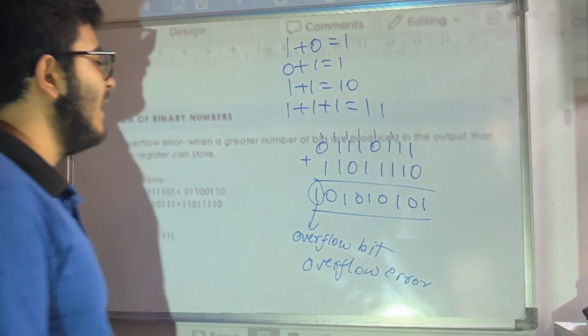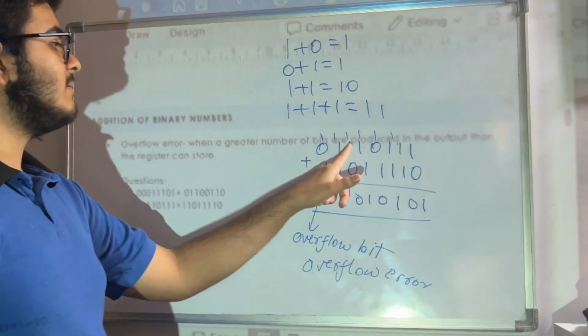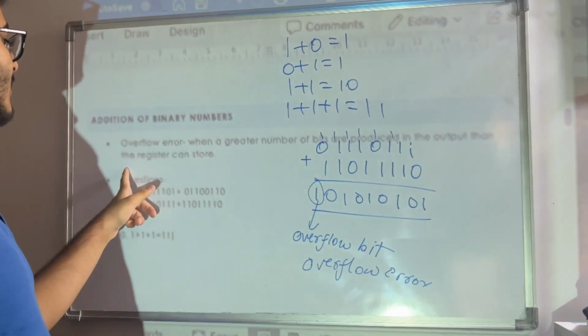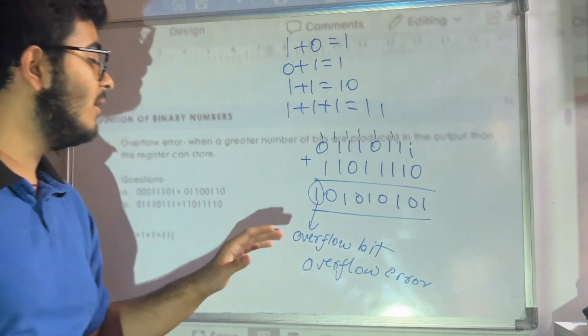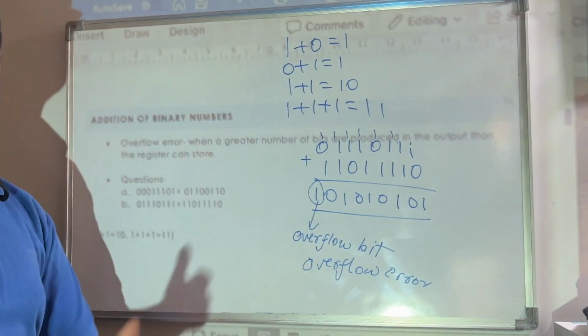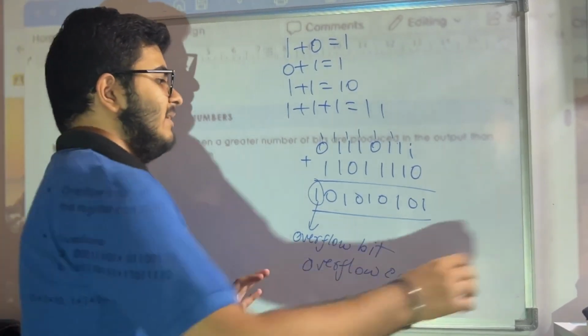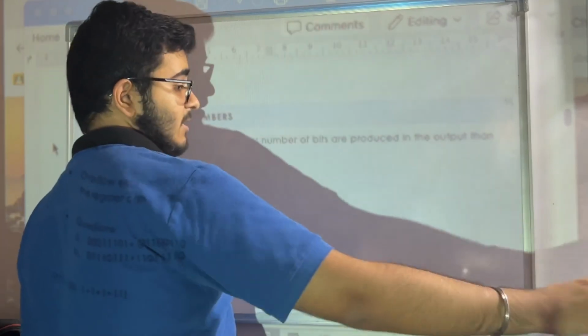right? So if you need to define it, how are you going to define it? When a greater number of bits are produced in the output during the calculation than the register can store. When more bits are produced than the register can store, it's called an overflow error, and this is the practical example of it, right? That's it. In binary addition we have nothing more. Let's move on to our next thing called logical shifts.